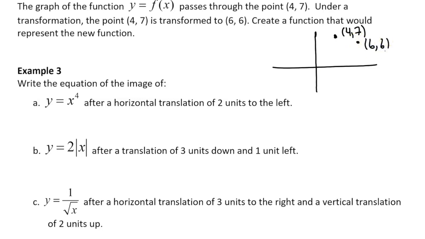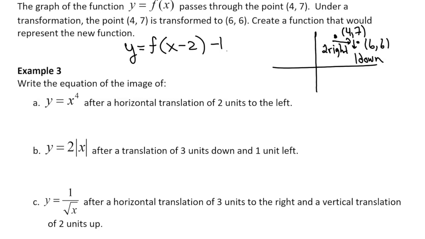In order to go from (4, 7) to (6, 6), the easiest way to be able to see that would be to say maybe we went 2 to the right and 1 down. So if we went 2 right and 1 down, well, then this would be saying f of x has become y equals f of x minus 2 minus 1. 2 to the right and 1 down.